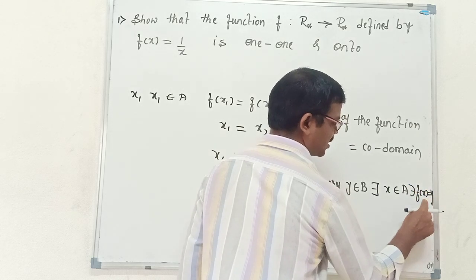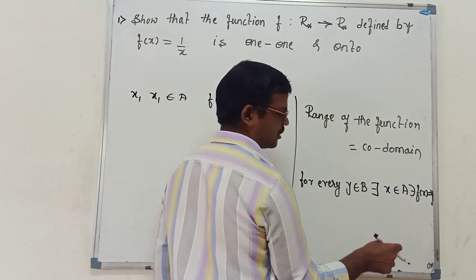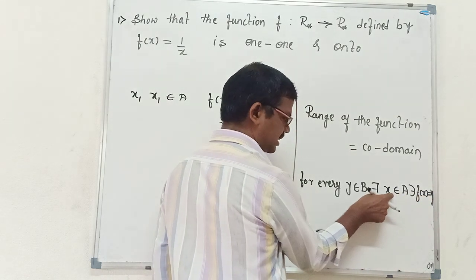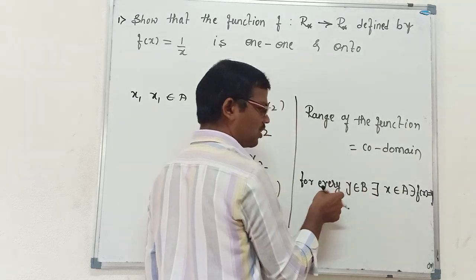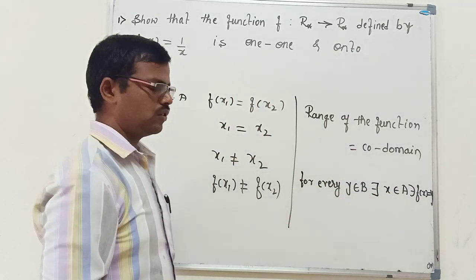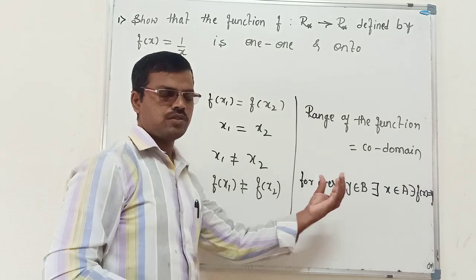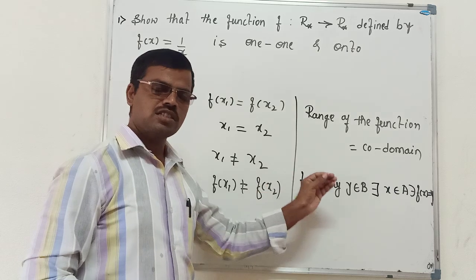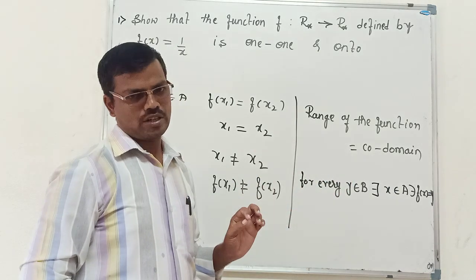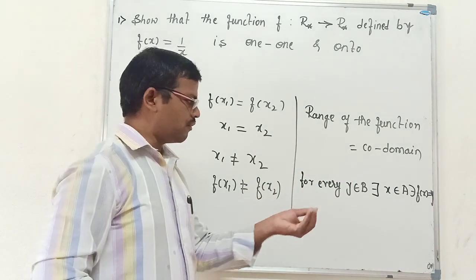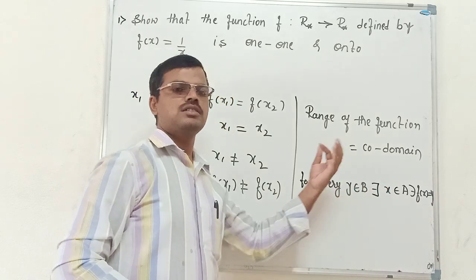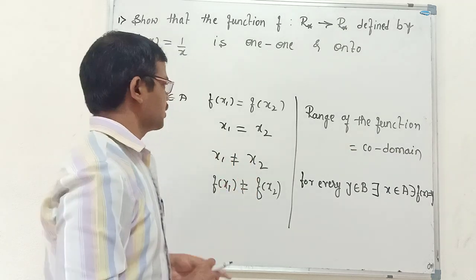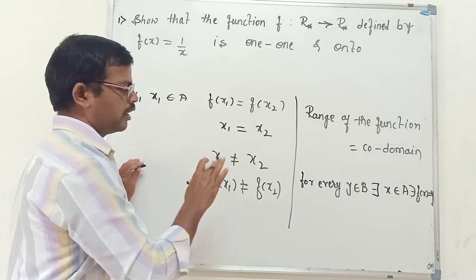What does it mean? f of x equals y means x is a pre-image of y, so that x is there in the domain. Onto function means for every element of the codomain we should have at least one pre-image. If any one element does not have its pre-image, then it is not called an onto function. So it is clear about one-one and onto.